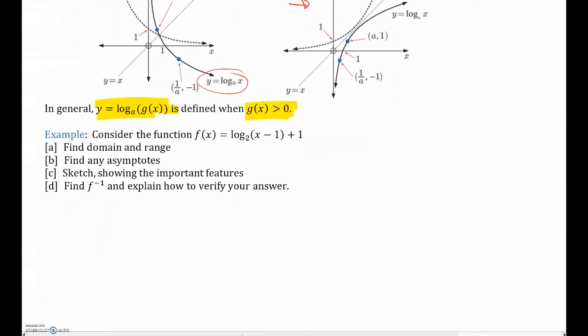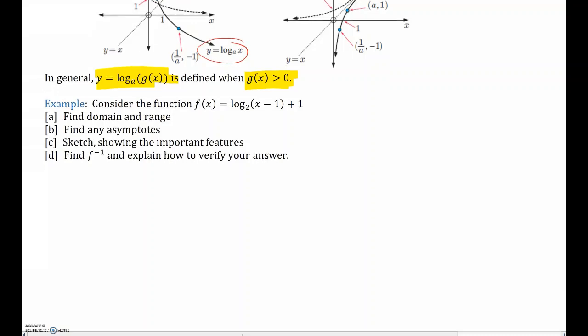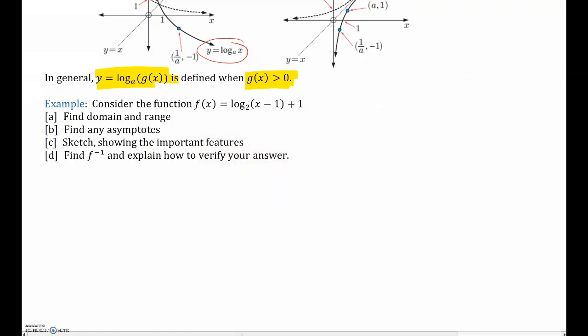So here is example 1. Consider the function log base 2 of x minus 1, plus 1. And I want you to find the domain and range. I want you to find asymptotes and stuff like that. So, beautiful. If I'm going to do that, the first thing I'm going to do is get myself a set of axes. So here are my axes. And the first thing I like to do is plot some points. I know it says find domain and range and all that stuff, and sketch isn't until part C, but I think that's something I'm going to try. Like, let's go to a table of values.